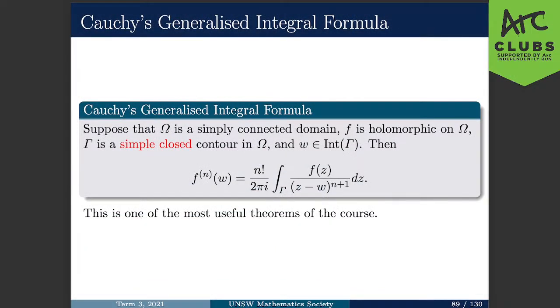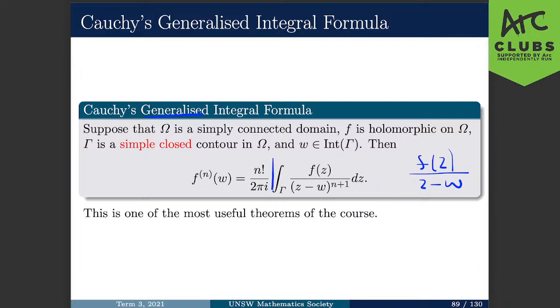Then next we look at Cauchy's generalized integral formula. It's generalized because in the previous slide, we had considered something where we have f of z divided by z minus w. This formula here is generalized in the sense that the denominator doesn't just have to be z minus w, we can have z minus w to some power, to the n plus 1. But otherwise the conditions are more or less the same as before. So we need to have a simply connected domain, f needs to be holomorphic, and gamma here needs to be a simple closed contour. And finally, w is also in the interior. So if all of these conditions hold, it turns out that we can actually evaluate this integral.